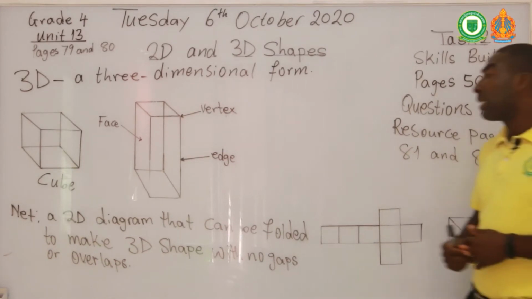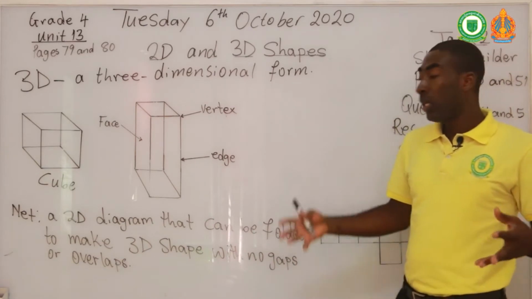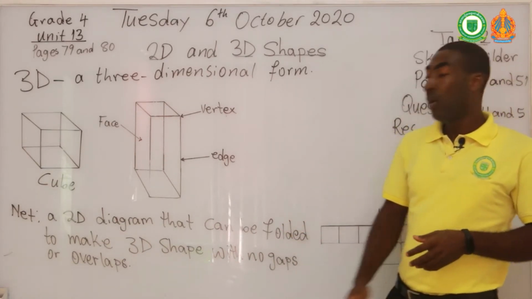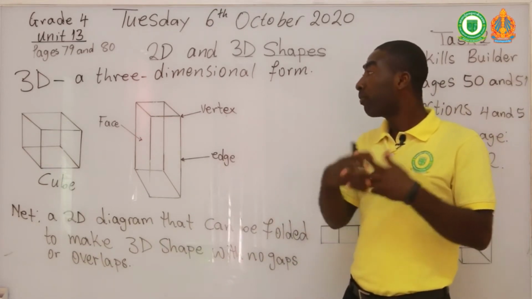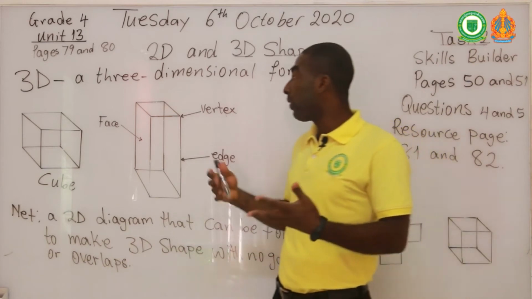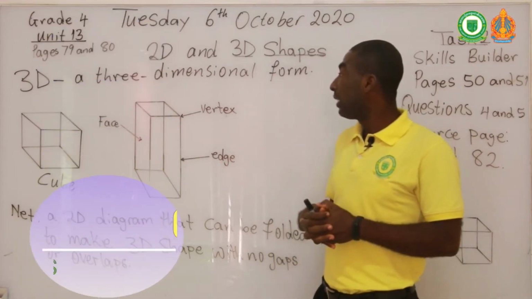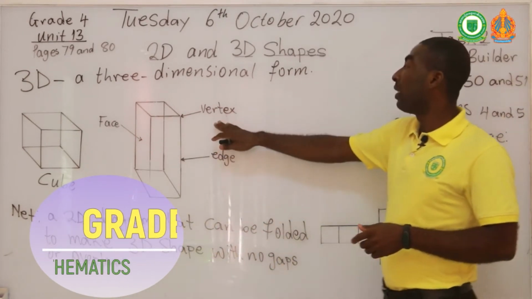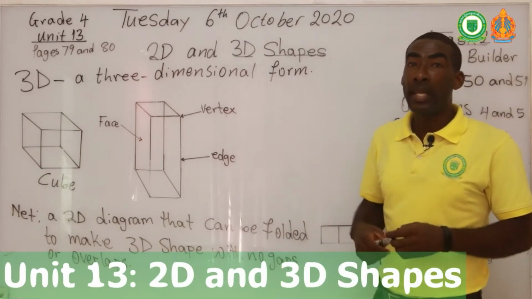Okay, so don't forget that a net is a 2D diagram that you can fold together to have a 3D shape without gaps or overlaps. Okay, so that's one thing that you have to know. Whenever you have a 3D shape, you could find the face, and then you could find the vertex, and then you can also find the edge of it.